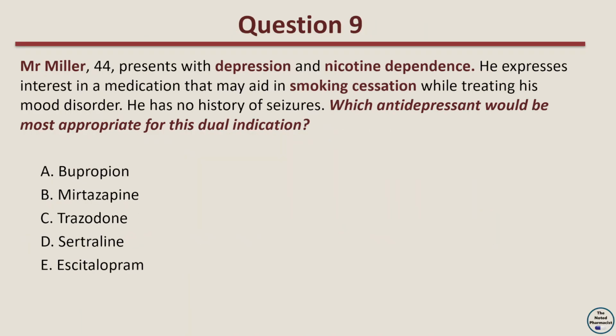Question 9. Mr. Miller, 44 years old, presents with depression and nicotine dependence. He expresses interest in a medication that may aid in smoking cessation while treating his mood disorder. He has no history of seizures. Which antidepressant would be most appropriate for this dual indication? Option A, bupropion. Option B, mirtazapine. Option C, trazodone. Option D, sertraline. Option E, escitalopram.